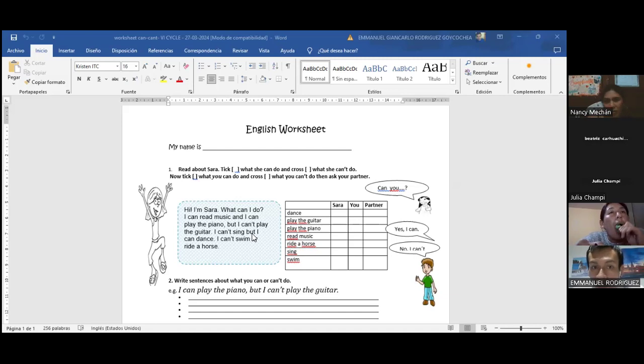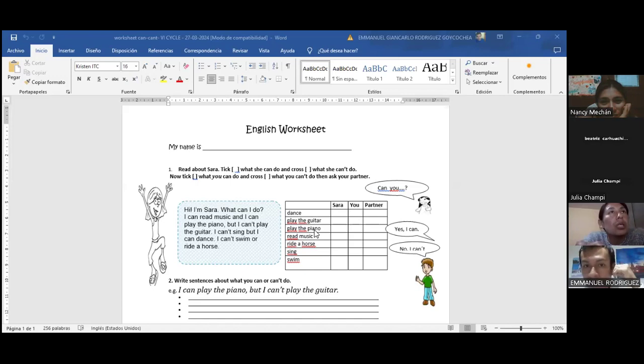Según lo que nos menciona aquí en el texto, vamos a poner un check, ok, check lo que puede hacer, o cross, cross quiere decir una X, cross, lo que no puede realizar, ¿quién? Sara. Cuando tú ya culminas con esto, ahora dice you, tú, lo que tú puedes realizar, check. You can dance. ¿Puedes tú bailar? Depende de ti. Pones un check. You can play the guitar. No. Ok. Cross. Ok. You can play the piano. Ok. Cross. Ok.